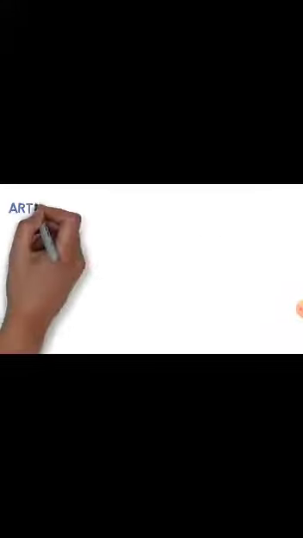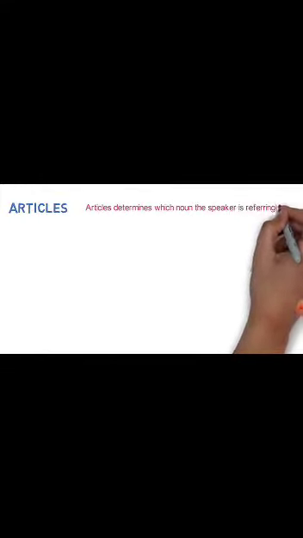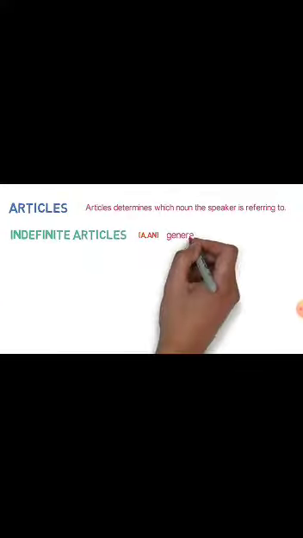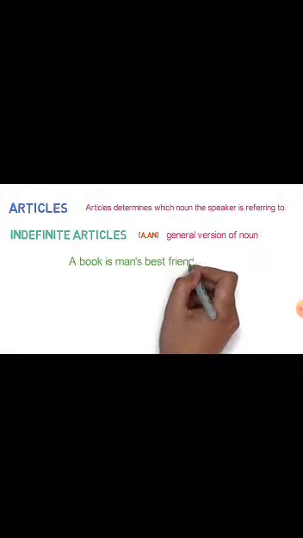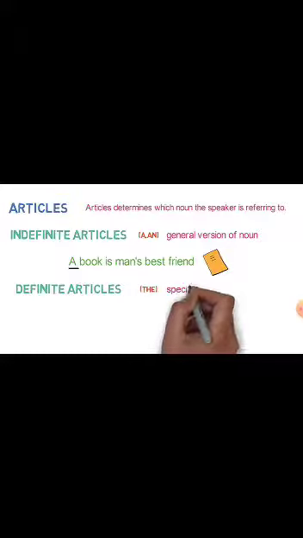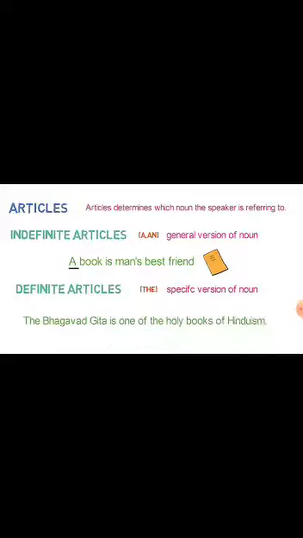First one is article. Articles determine which noun the speaker is referring to. A and an are indefinite articles and are used when you are talking about a general version of the noun. For example, a book is man's best friend. Here we are referring to all the categories of book, not any specific one, so a is used here. The is the definite article and is used when you are talking about a specific version of the noun. The Bhagavad Gita is one of the holy books of Hinduism. Here we are referring to a specific book, which is the Bhagavad Gita. So this is how articles are used as determiners.